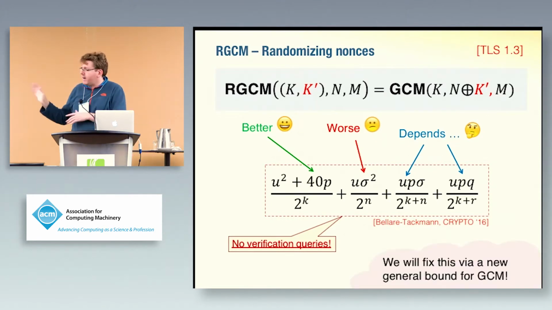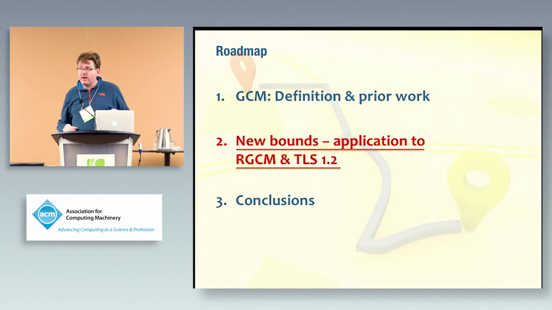So we want to clean this up and give a better, clear bound, and also try to allow for verification queries. Right, so how do we do this? We do this by giving a new, more general bound for plain GCM. And we're doing this by using a different parameterization of the adversarial resources.